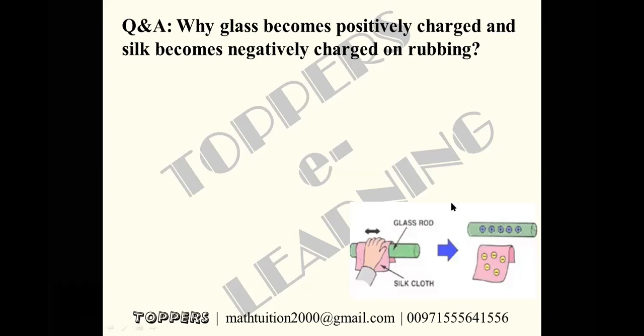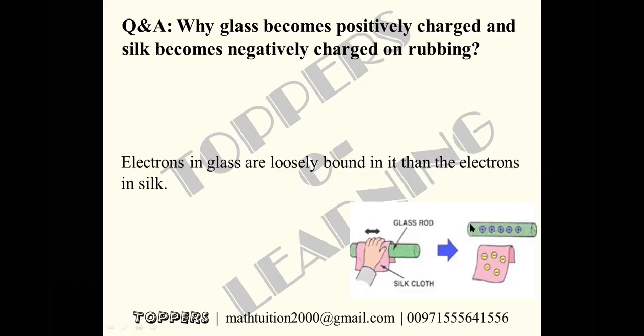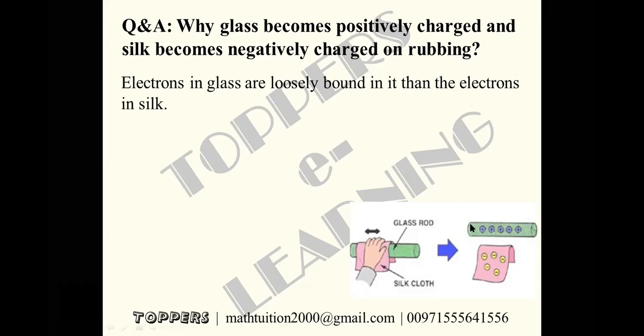Transfer of electrons. So why is the opposite not happening? Why are the electrons not transferring from silk to glass, so that silk becomes positive and glass becomes negative? Why is it not happening? What is the reason? The electrons in glass are loosely bound compared to the electrons in silk.